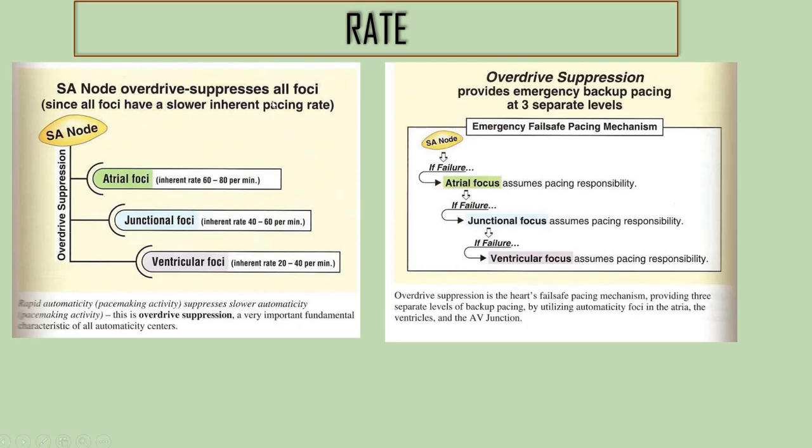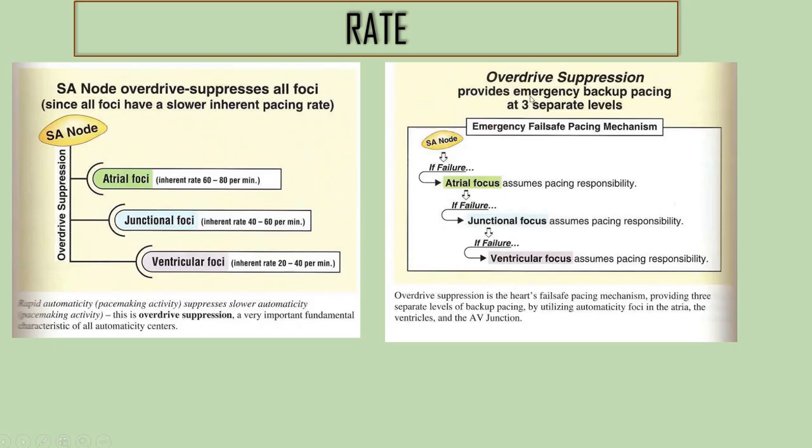SA node overdrive suppresses all foci, since all foci have a slower inherent pacing rate. SA node overdrive suppression: atrial foci, junctional foci, ventricular foci. Rapid automaticity pacemaking activity suppresses slower automaticity pacemaking activity. This is overdrive suppression, a very important fundamental characteristic of all automaticity centers.